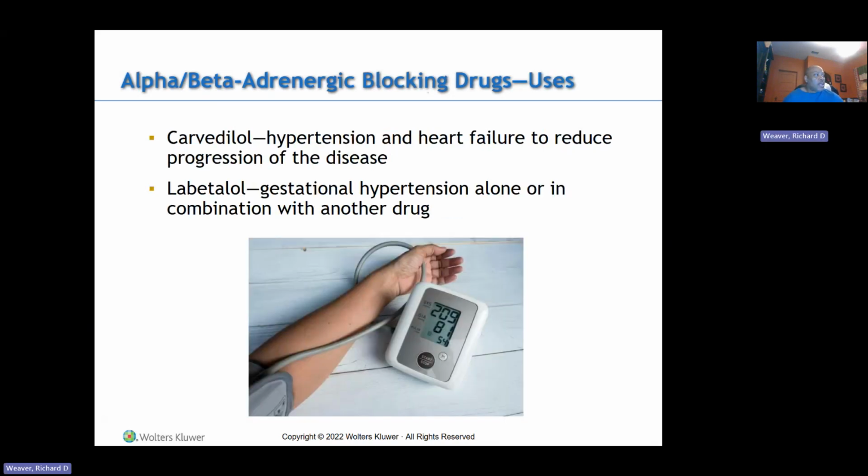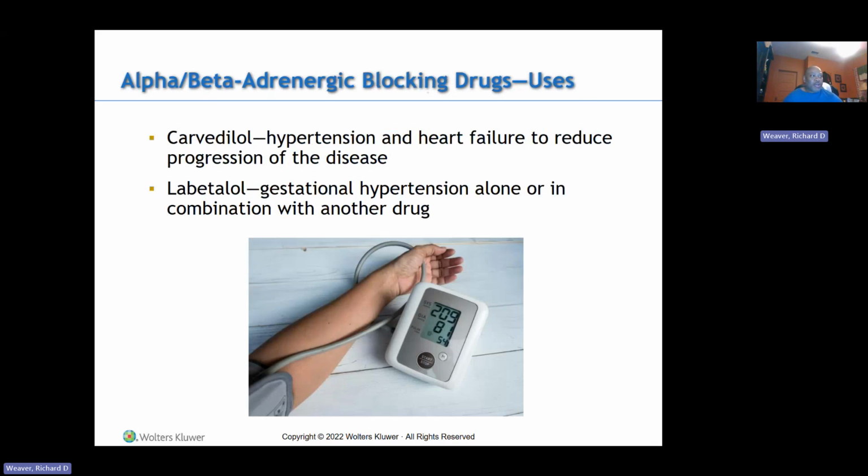So carvedilol is given for hypertension and also heart failure patients because it does help to reduce the progression of the disease. Why is that? Because if I can dilate the individual's arteries, then the heart is not working as hard to pump against such a small arterial lumen. We want to increase the size of the artery so that the heart is not pumping too hard against all that resistance, all that pressure.